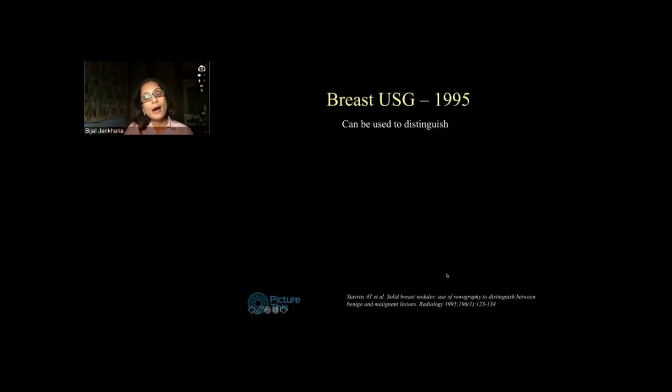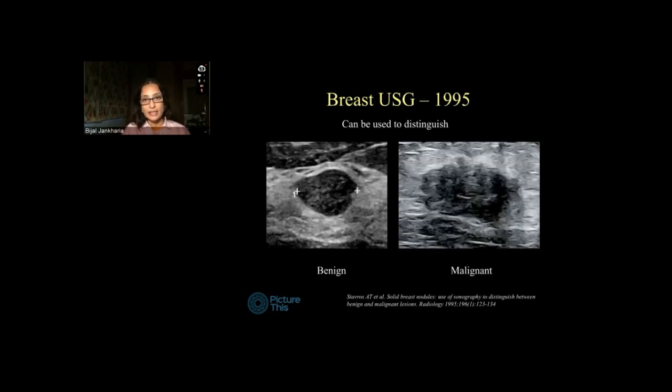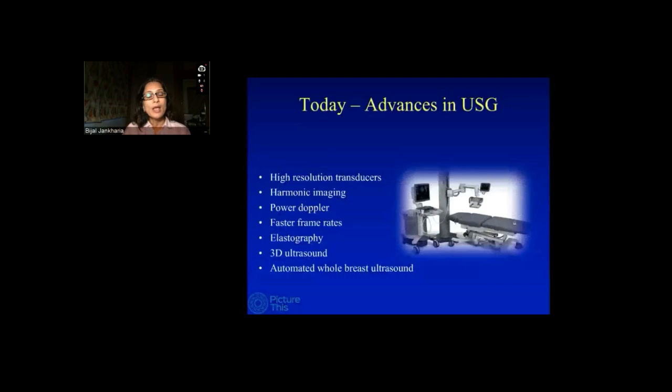But now, especially since Stavros, and I presume most of you who are doing breast ultrasound have that thick, fat book by Stavros, which is a really wonderful and extremely detailed book on breast ultrasound. I would recommend everybody to buy it and keep it in your department. In 1995, he came out with this article in Radiology, which said that we can use ultrasound to distinguish between benign and malignant breast lesions, the solid lesions in the breast.